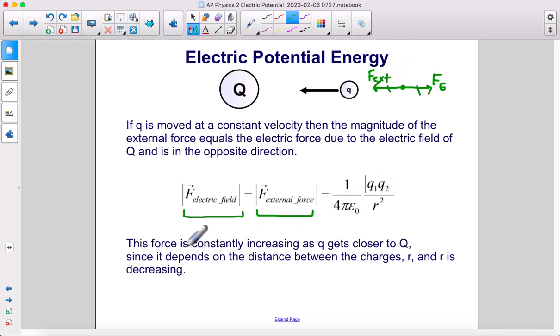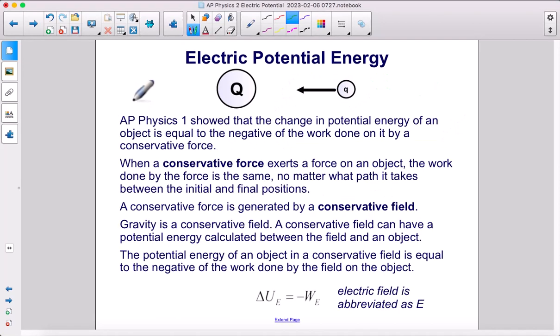And that force would constantly be increasing as little q gets closer to big Q, since that force relies on the distance between them. And that distance is getting smaller and smaller, which means more and more force will be required. AP Physics 1 showed that the change in potential energy of an object is equal to the negative of the work done on it by a conservative force. When a conservative force exerts a force on an object, the work done by the force is the same, no matter what path it takes between the initial and final positions.